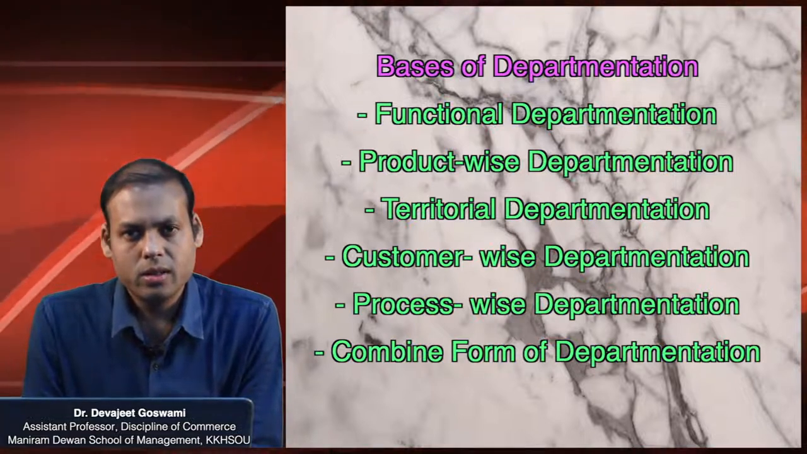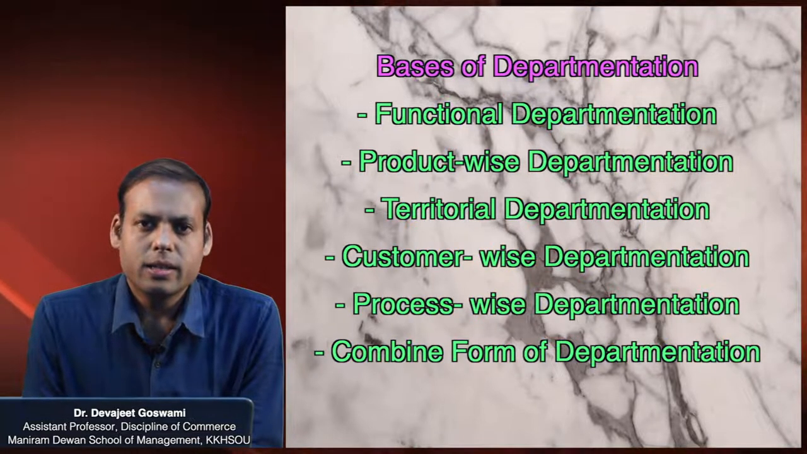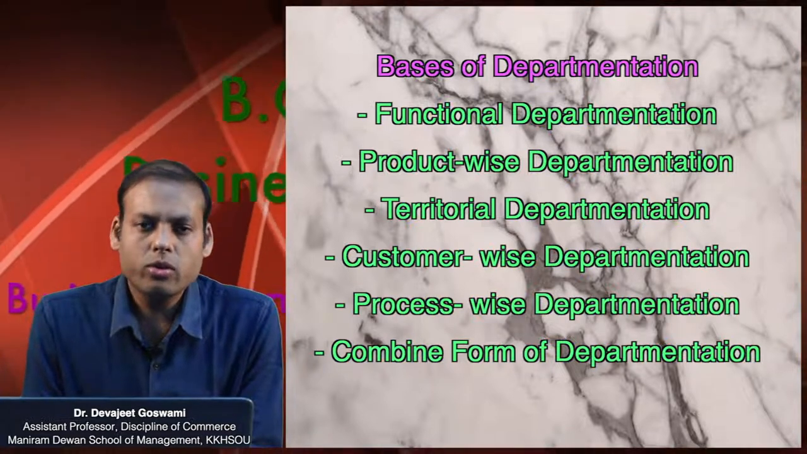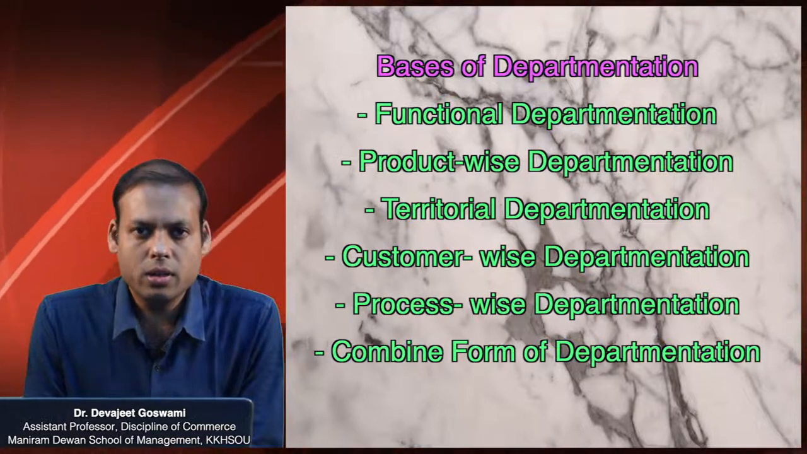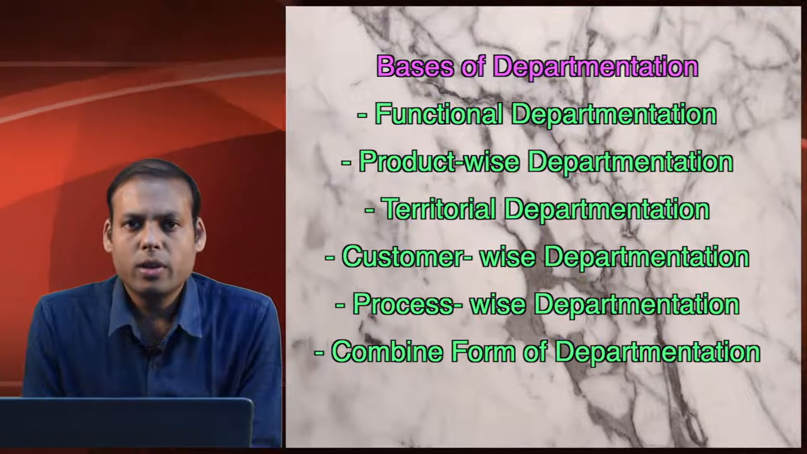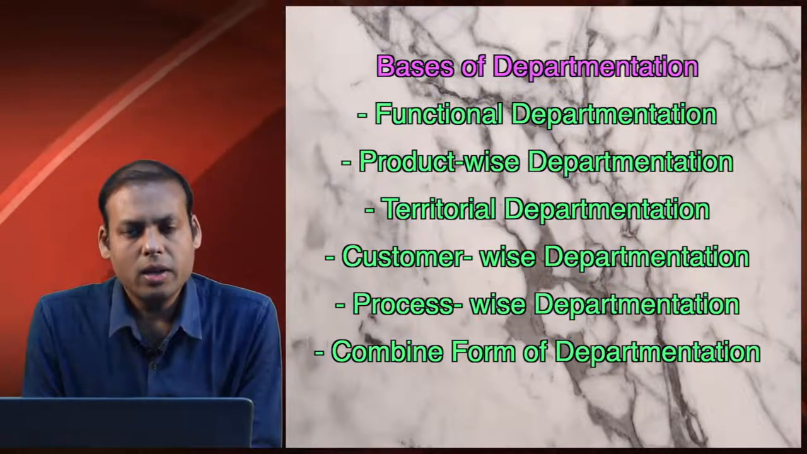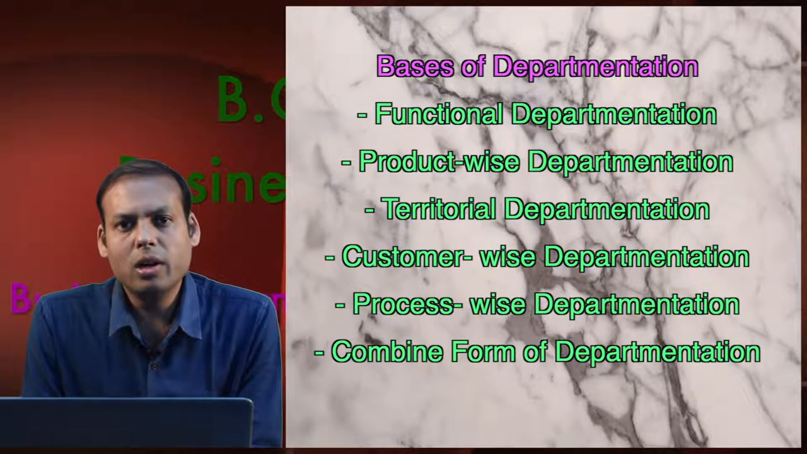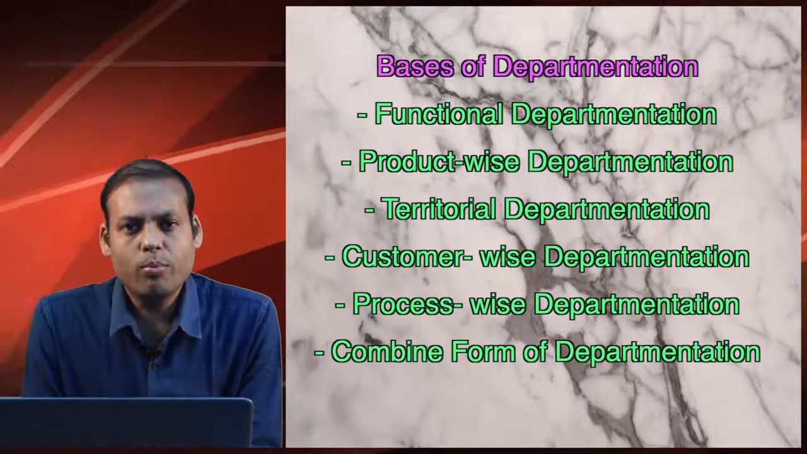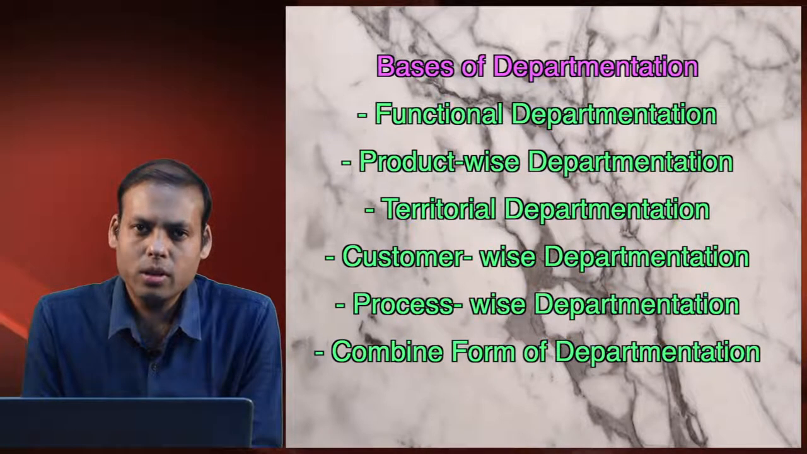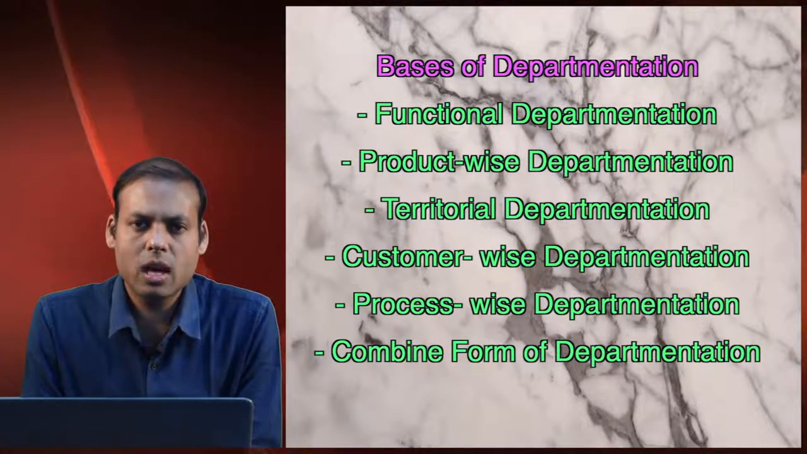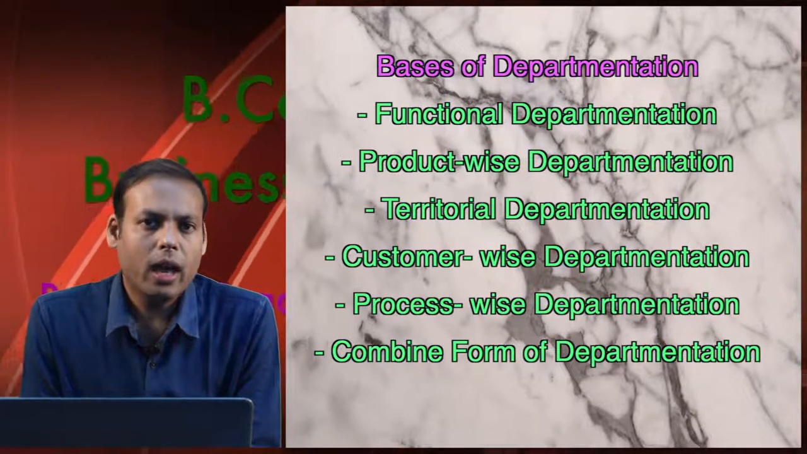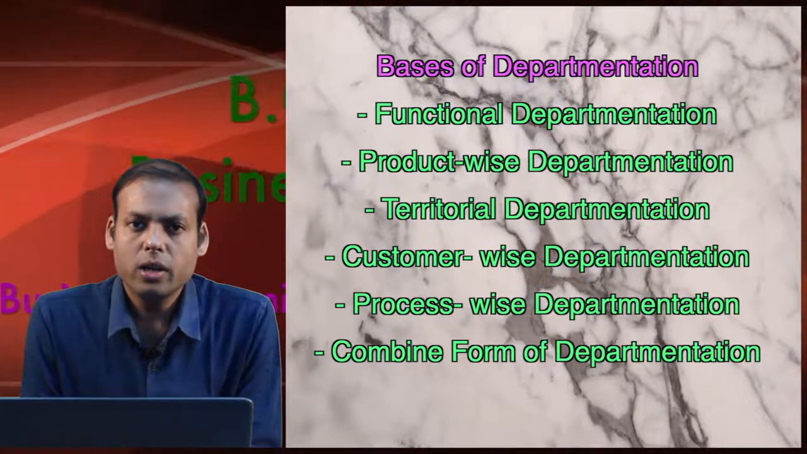Process wise departmentation. Let us take an example. Suppose a person is going to a hospital for treatment. What will be the process? First of all, he will take admission. Then there will be some tests and health checkups, and according to the need, there may be some surgery, and after that he will be released from the hospital. So, this is the process, and accordingly the departmentation can be done on the basis of this process. Admission will be a separate department, surgery will be a separate department, laboratory will be a separate department, and discharge will be a separate department, taking care of each and every process.